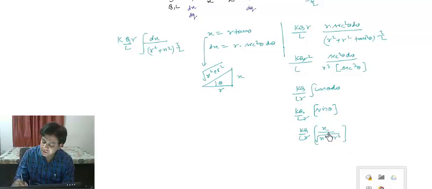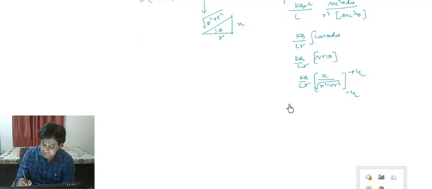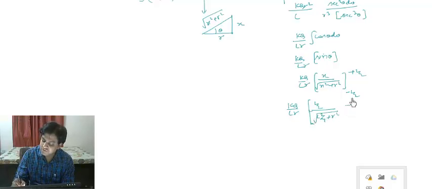Now I can put limits on this value of x, which is from minus L by 2 to plus L by 2. So kq by LR times L by 2 upon the root of L square by 4 plus R square, minus of minus L by 2 upon again the same root of L square by 4 plus R square. L by 2 terms will get added up.